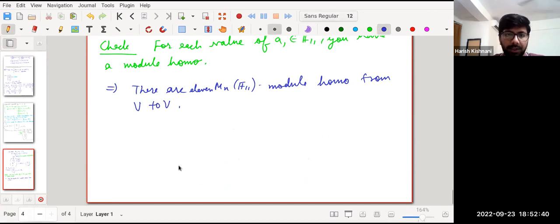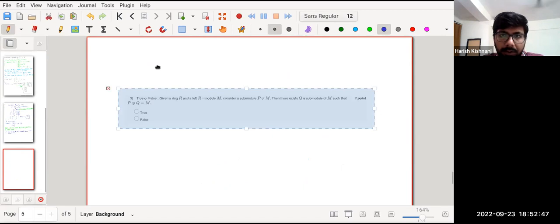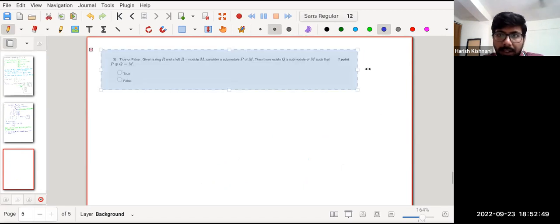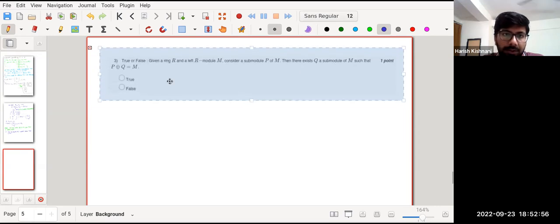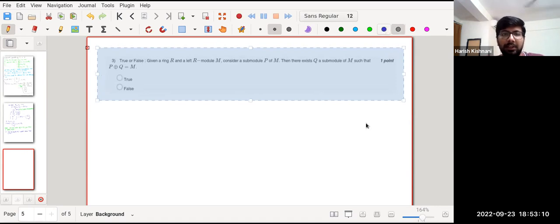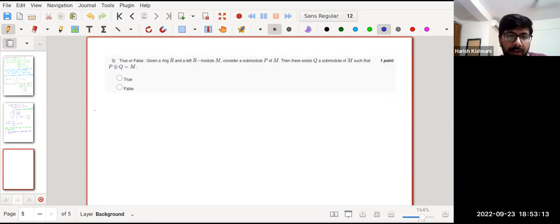For example, this question, the third one. It's asking for true or false. Given a ring R and a left module M, consider the submodule P of M. Then there exists Q, a submodule of M, such that P direct sum Q is M. So what it says is that for each submodule of an R-module M, you will always get a complementary module.